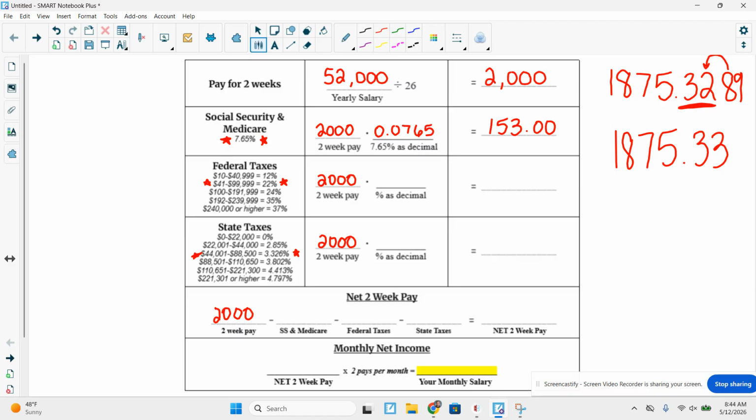Now we have to do the federal taxes. You're going to use whatever percent you put a star next to and put that as a decimal here. 22% for me is 0.22. So I'm now going to multiply my 2,000 times 0.22. That comes out to $440.